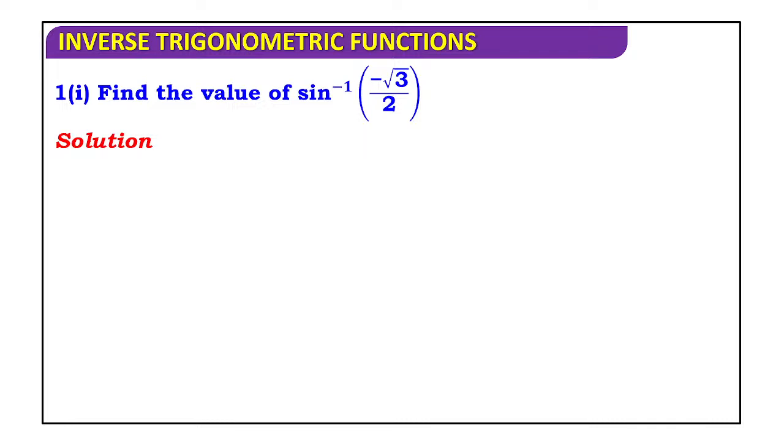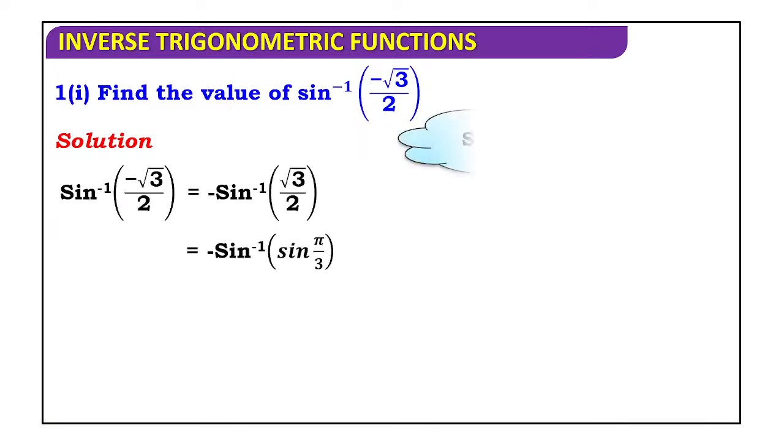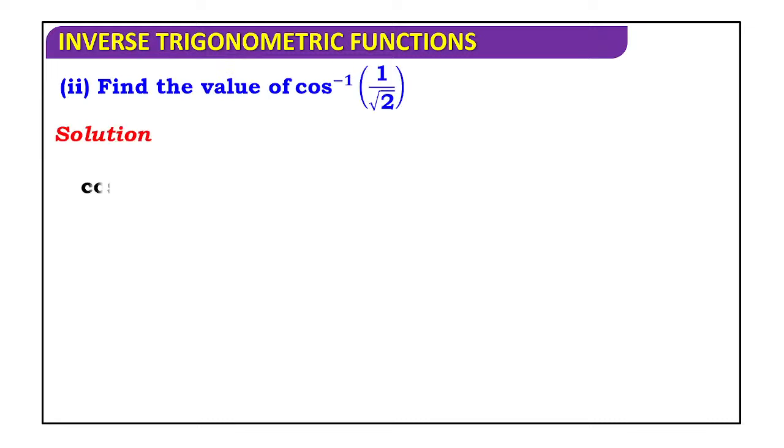Look at this, it is easy, no need to solve. Sin inverse of minus root 3 by 2. So can I write sin inverse of minus x as minus sin inverse x? Root 3 by 2 is nothing but pi by 3. Okay, so what happens? Minus pi by 3. Yeah, minus pi by 3 is the answer. Next. Try doing this now.